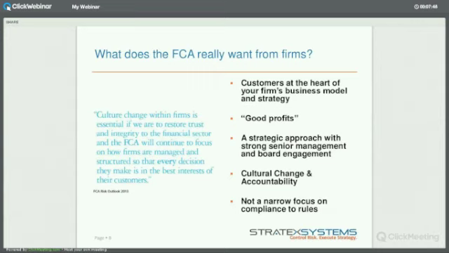The FCA also want to see a strategic approach where your board and your senior management are engaged in ensuring that good customer outcomes are delivered, ensuring that the support processes around that, the new product development processes, the customer services processes, the complaints handling processes, all of those processes are aligned and delivering good customer outcomes. And cultural change and accountability is also a strong theme that comes through.